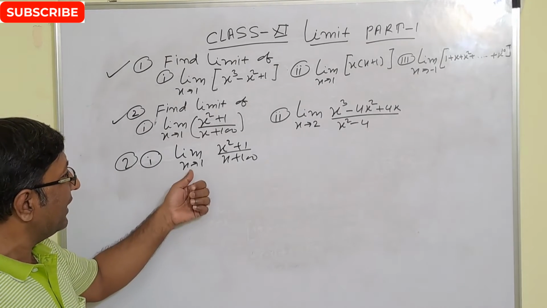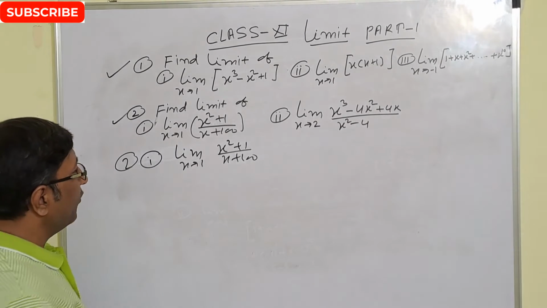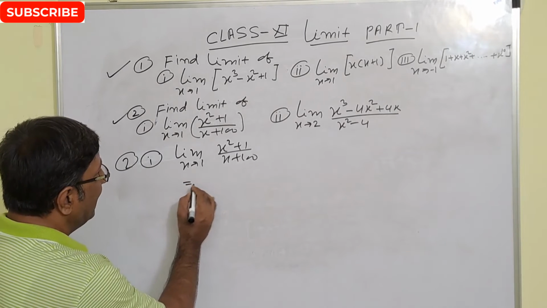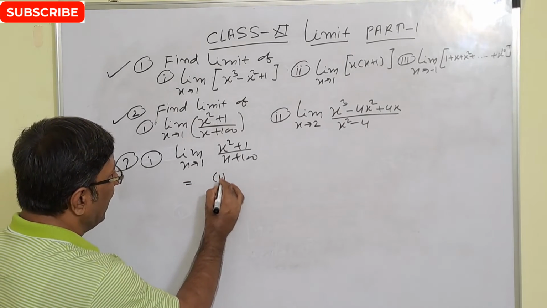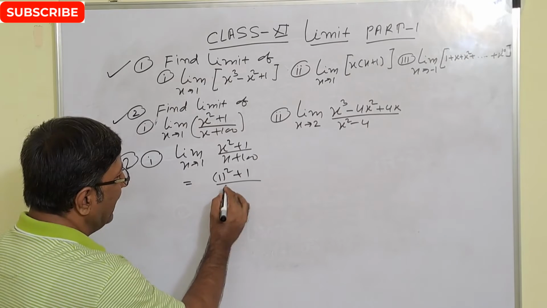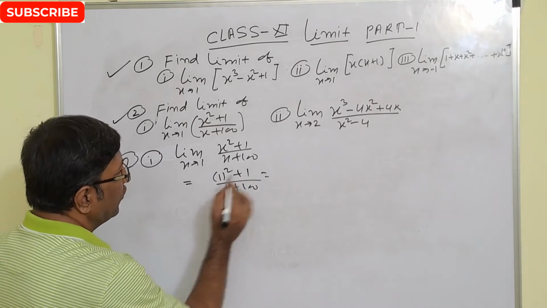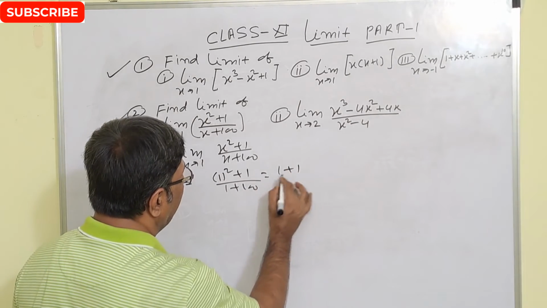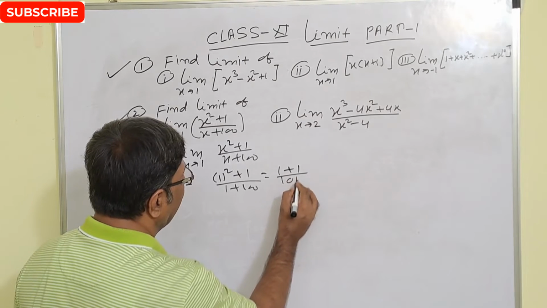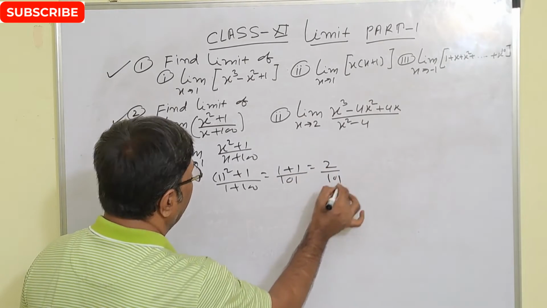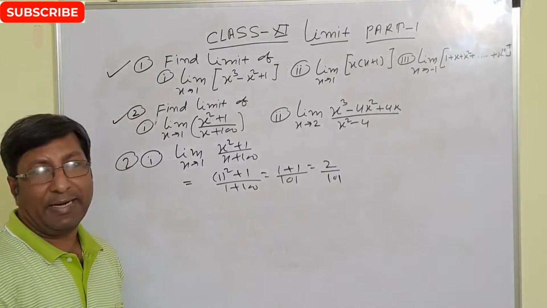So just to check, if we put x equal to 1 here, then we get 1 square plus 1, and here 1 plus 100. So my answer is 1 plus 1 divided by 101, so 2 upon 101 is the correct answer.